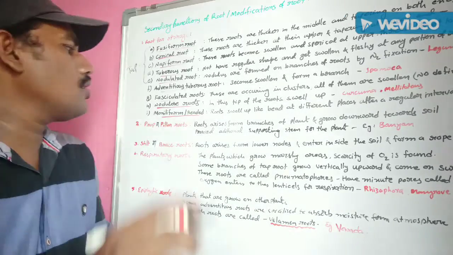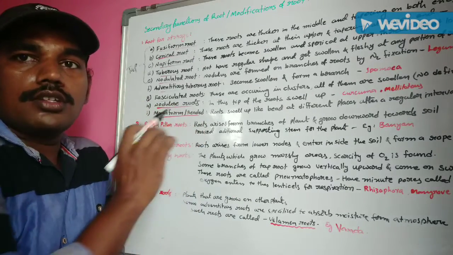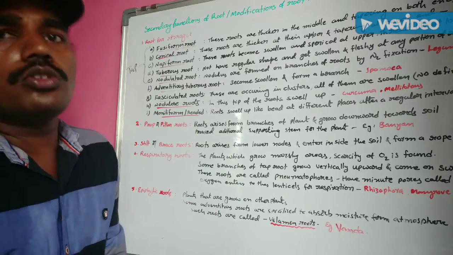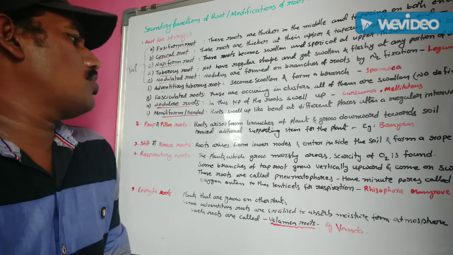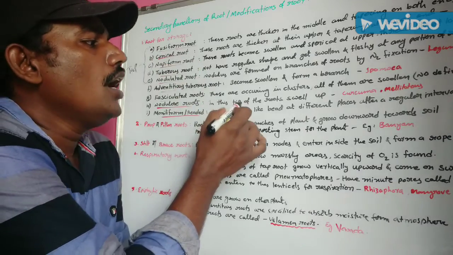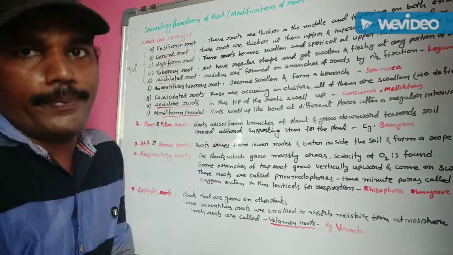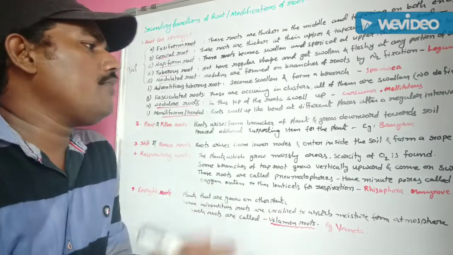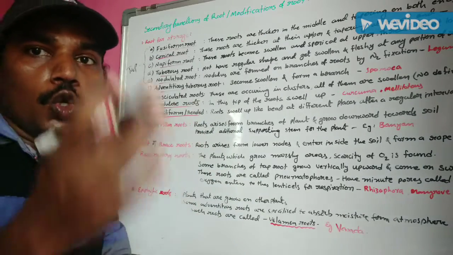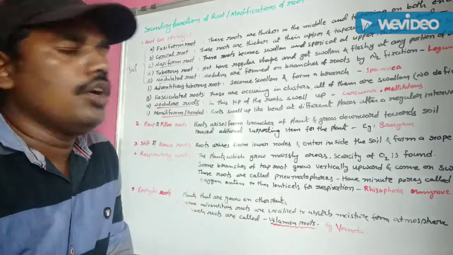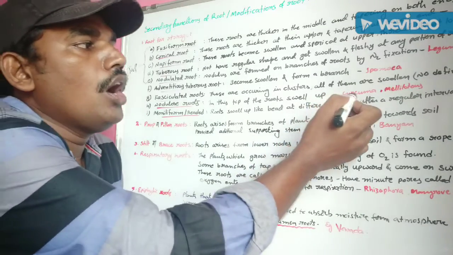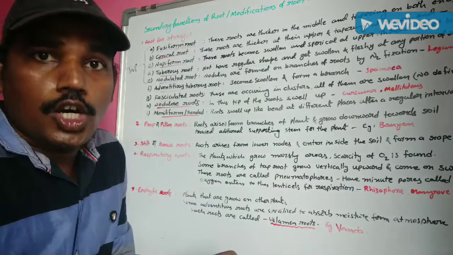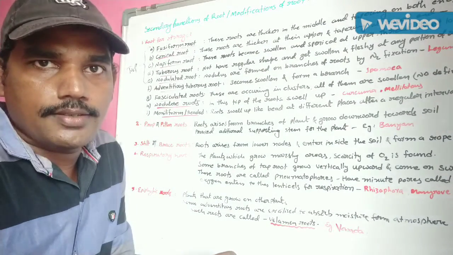The next advantageous storage roots are nodulose roots, not nodular, nodulose roots. In nodulose roots, the tip of the root swells up. This type of root is known as a nodulose root. The best examples are curcuma and melilotus.